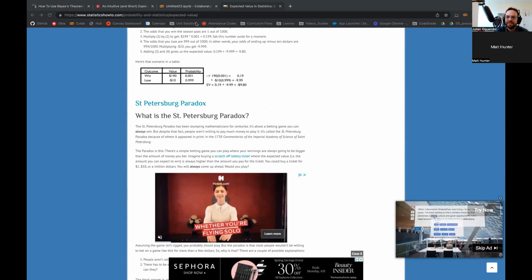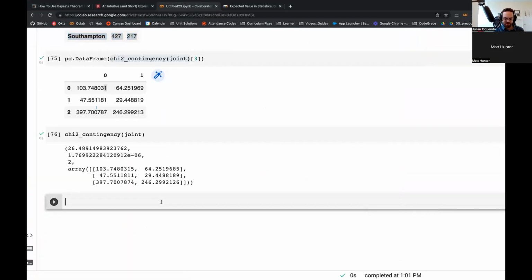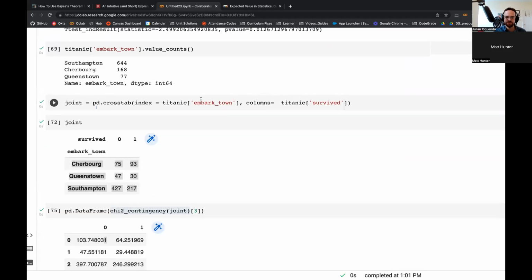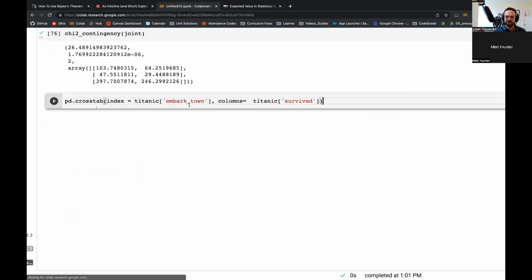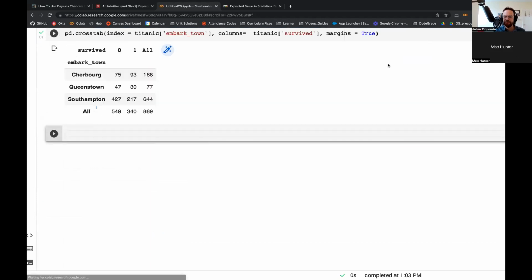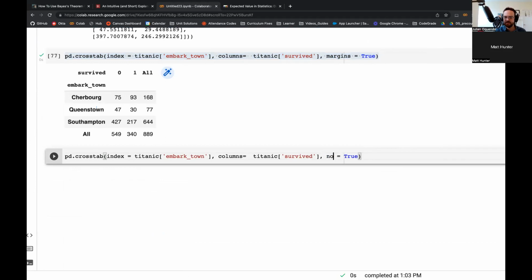So do you remember how we did, let me show you. Do you remember how we would measure the margins from our, say, crosstab? You remember how you take the margins equals true, and then we followed it up with the normalize equals index.